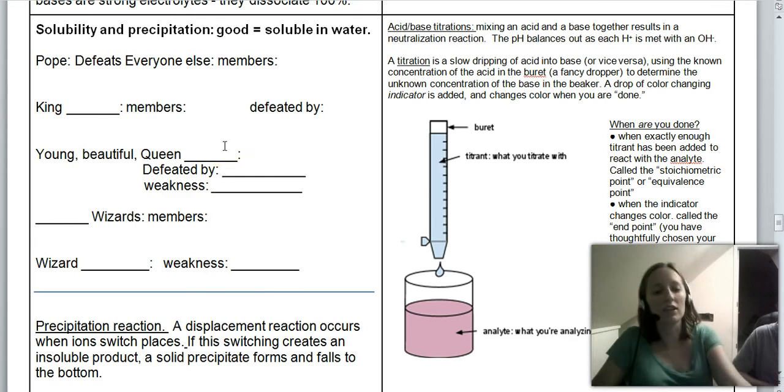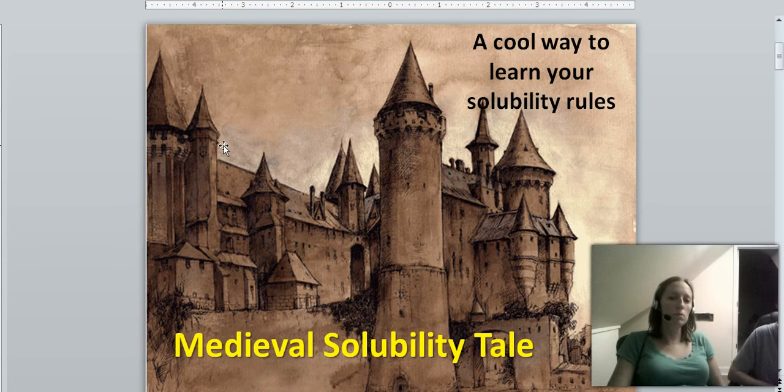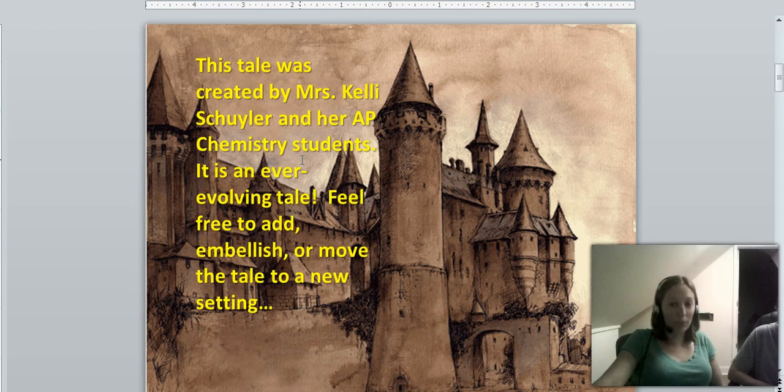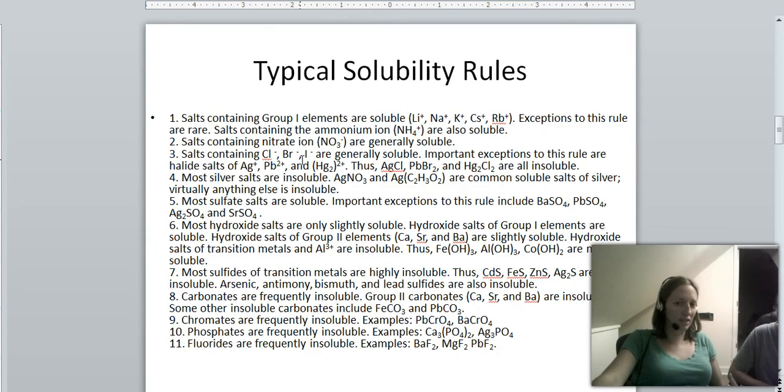So let's go to the medieval solubility tale. This was written by Mrs. Kelly Schuler and her AP Chemistry students. Typically, you are given a list that looks like this and just told to memorize it for AP Chemistry, which is sad, because look at that list. Isn't that terrible? Yeah, it's daunting.